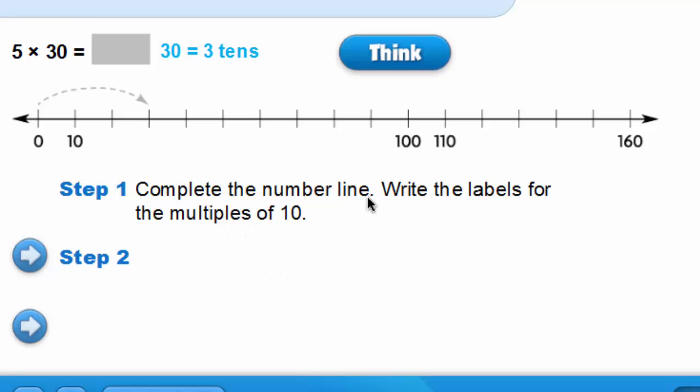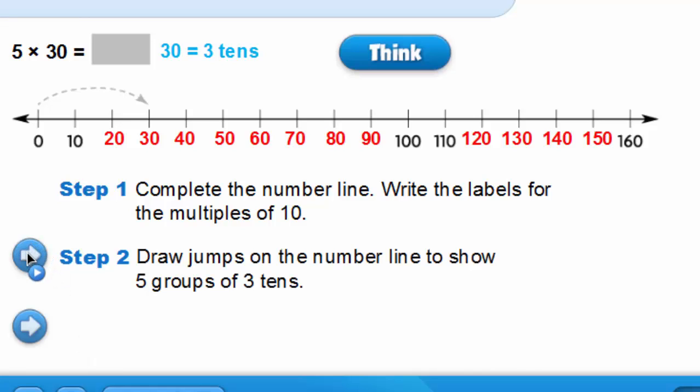Step 1, complete the number line. Write the labels for the multiples of 10. So let's complete the number line. We have 0, 10, what's next? 20, 30, keep going, 40, 50, good, 80, 90, 100, 110, what comes next? 120, 130, 140, 150, and then we end with 160.